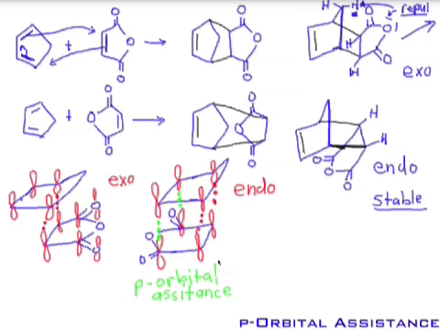Now, you may be panicking at this moment and saying, do I have to draw that? And the answer is no, but you have to be able to explain it. I will give you the drawings of the exo and endo transition states. What I expect you to do is link up the orbitals and indicate where p-orbital assistance actually occurs.